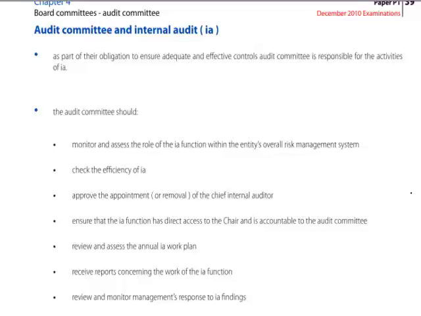Review and assess the annual internal audit work plan. Agree with the chief internal auditor, at one of their regular meetings, where the internal audit department shall go next, what they should focus on.